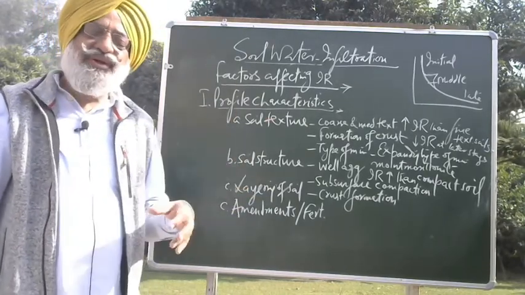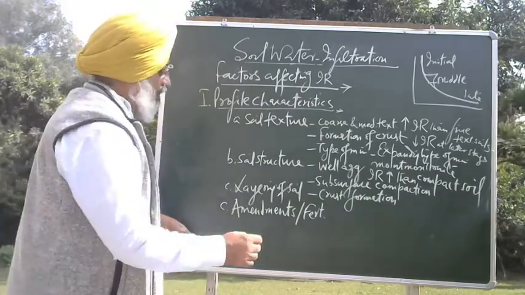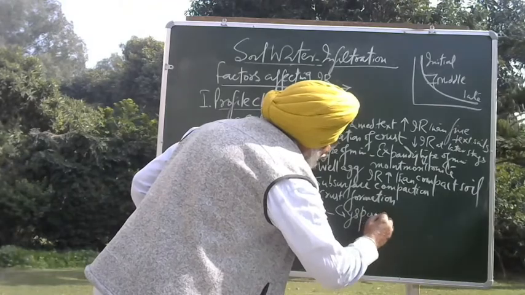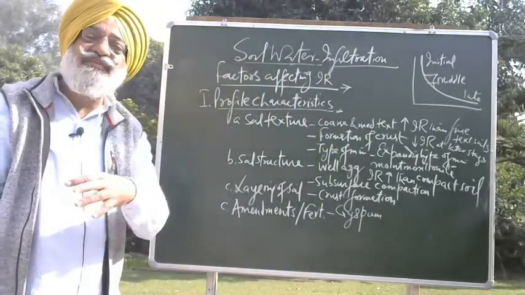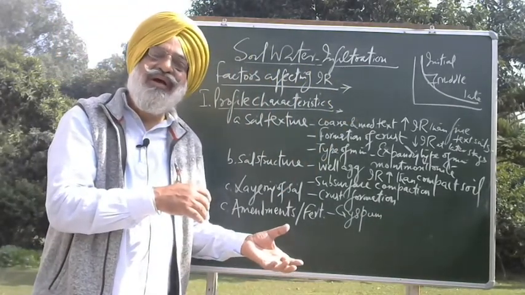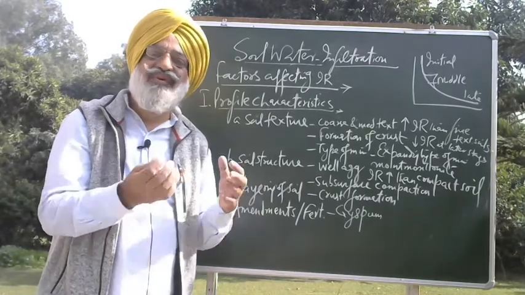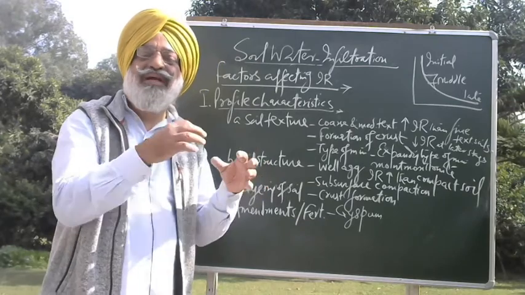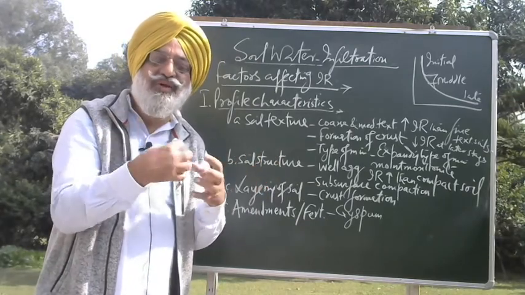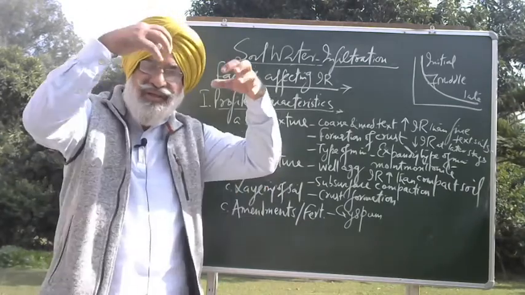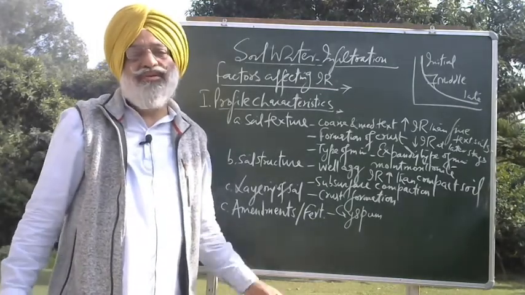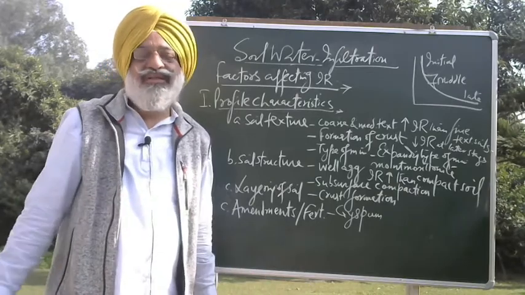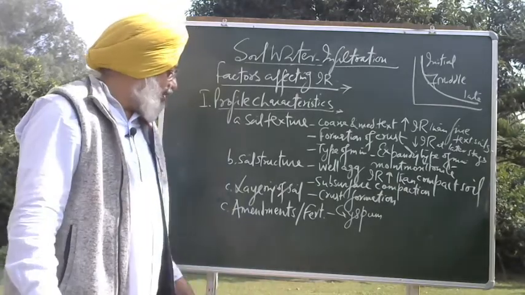And if you add gypsum to such soils, gypsum is calcium sulfate, then calcium replaces sodium ions, and the soil becomes flocculated again. Then dispersion is not there. The soil particles join together, they make aggregates again, and the infiltration rate increases. So whenever you add gypsum to a sodic soil, you have a drastic increase in the infiltration rate.